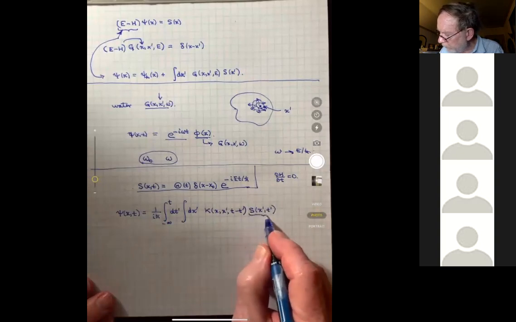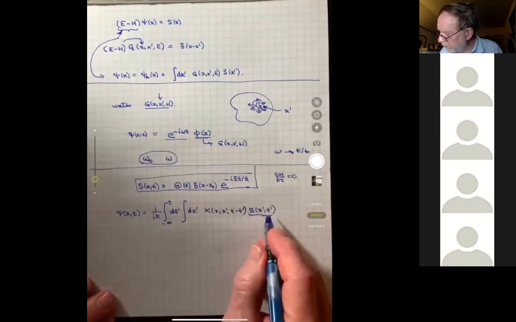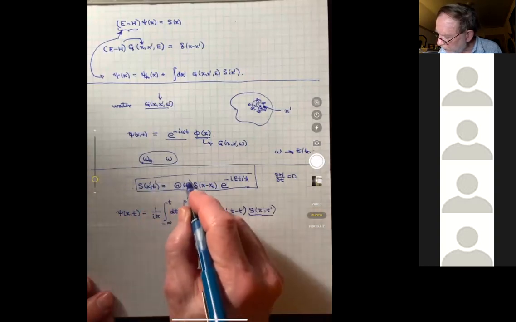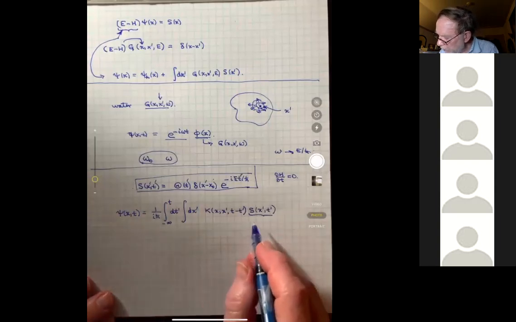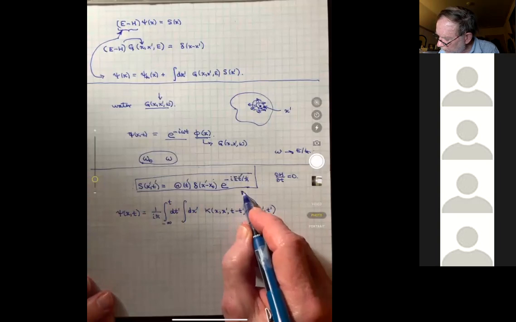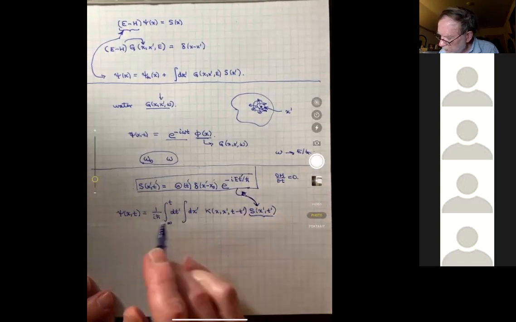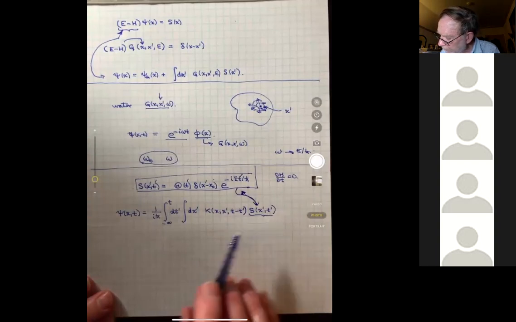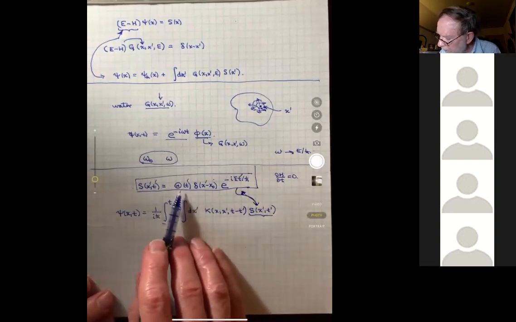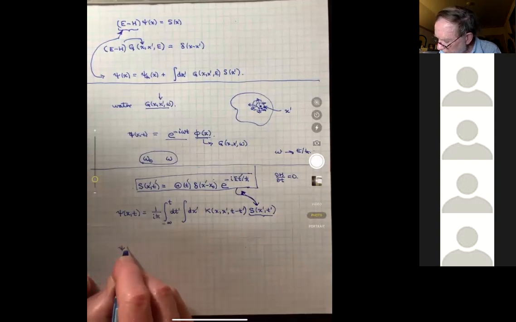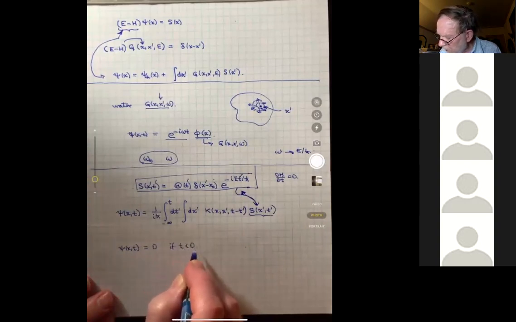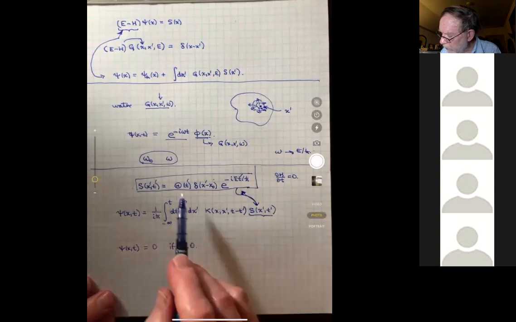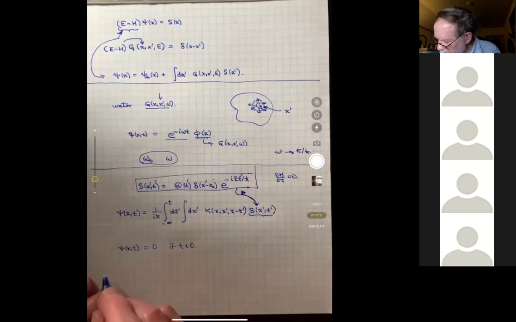Now, this source we've written out just up above right here, but I need to put primes on all the variables in question. If I do it this way, take this S of x prime, t prime and plug it in there, then we can simplify things. So the first thing to say is that psi of x and t is equal to 0 if t is less than 0. That's because this is a causal solution, and this driving term doesn't switch on until t equals 0. If t is greater than 0, then psi of x and t is equal to what?